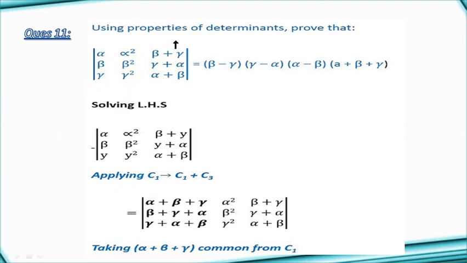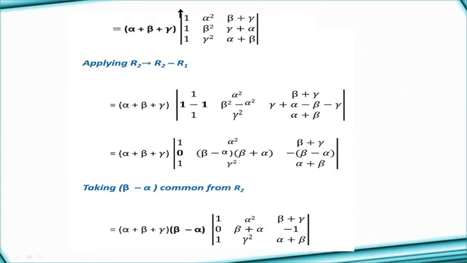Question number 11, using properties, again we have to prove this. So taking left hand side, applying C1 changes to C1 plus C3. We are adding column 1 and column 3 in column 1, and here we are getting alpha plus beta plus gamma in all the elements of C1, taking them common from C1. 1, 1 and 1 we are getting in C1 now.